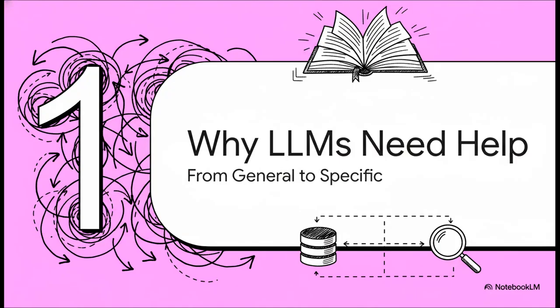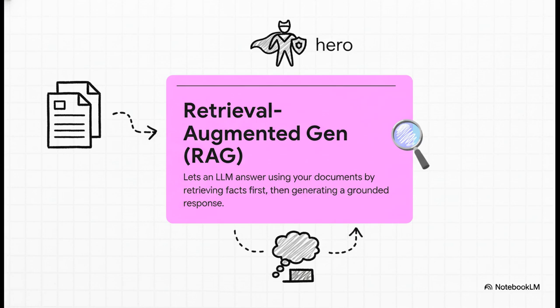To fix this, we've got to give the LLM some help. We need to build a bridge, something that connects its incredible reasoning power with our specific, factual data. And that bridge, well, that's the hero of our story today. And that hero is called Retrieval-Augmented Generation, or just RAG for short.